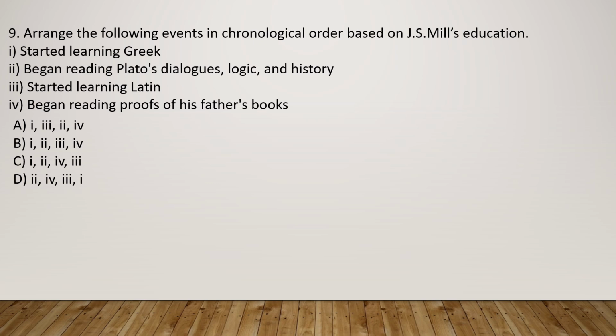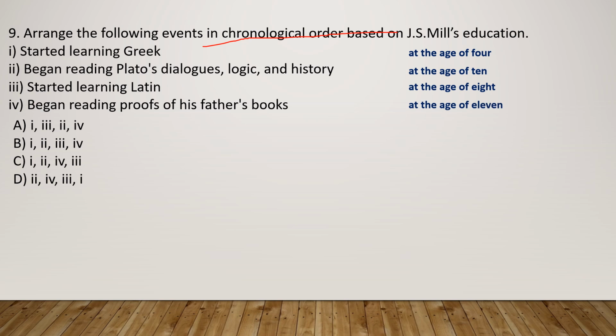Arrange the following events in chronological order based on J.S. Mill's education. Started learning Greek at the age of 4. Began reading Plato's dialogues, logic, and history at the age of 10. Started learning Latin at the age of 8. Began reading proofs of his father's books at the age of 11.